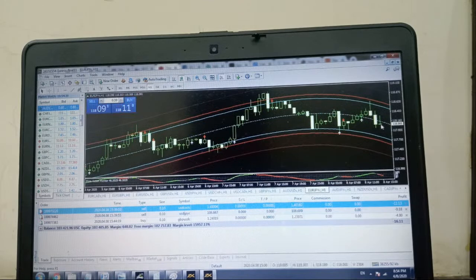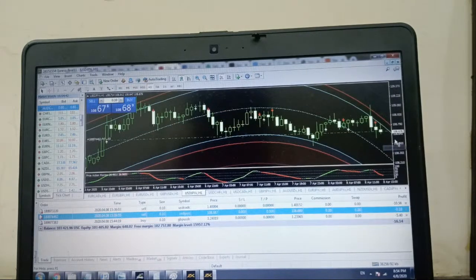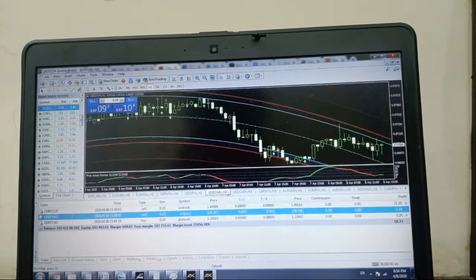Euro JPY, guys, is still below the middle dotted line. USD JPY is in slight profit. Let's have a look here. It's pumping. Let's see if it pumps more down. So overall, slow momentum is coming into the market. So guys, any suggestions? I'm open to suggestions. The market is really flat right now.